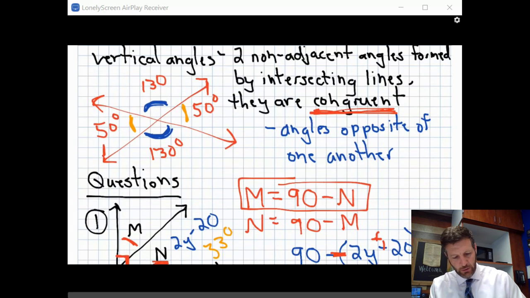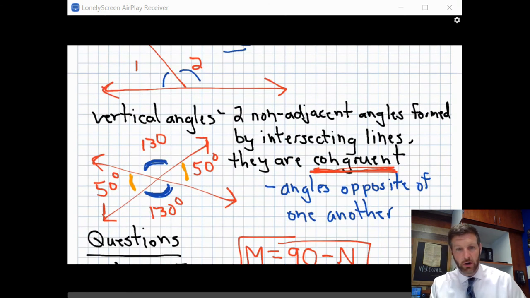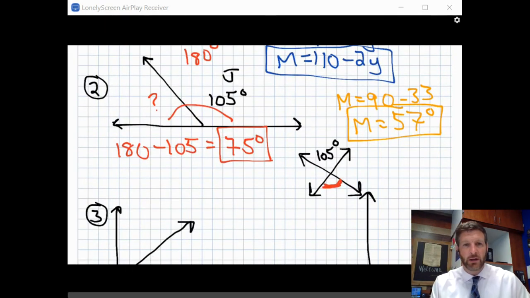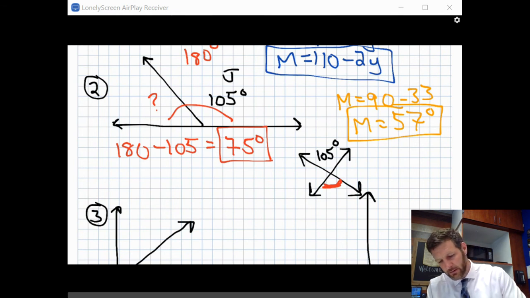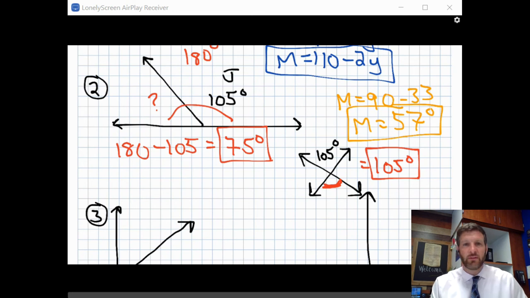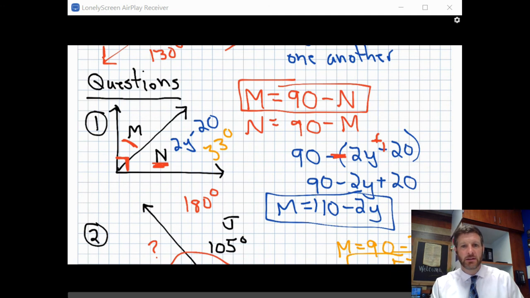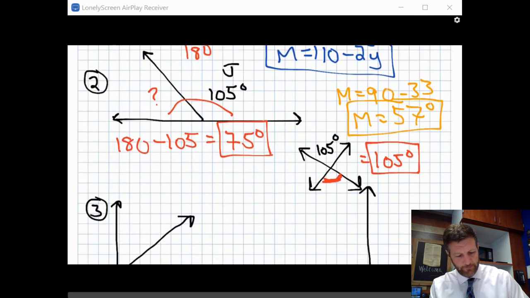Well, if we go back to vertical angles, we can see that vertical angles are congruent. So this is even the easiest one. If I know that one angle is 105 and I'm trying to find its vertical angle, that also must be 105 degrees. So vertical angles are always congruent. Supplementary angles, we find by subtracting one of the angles from 180. Complementary angles you find by subtracting one of the angles from 90. So it all depends on what they're adding up to, or what their angle pair relationship is.